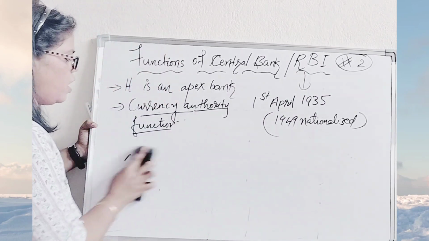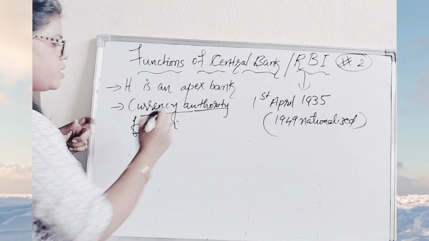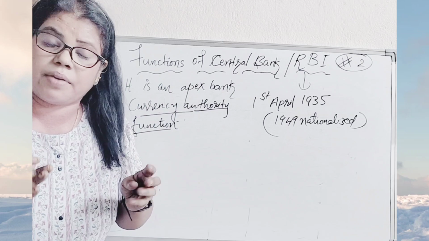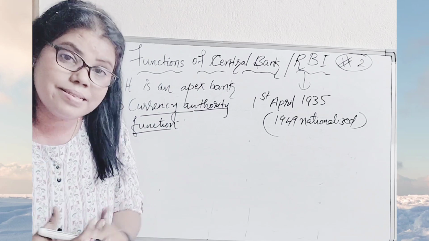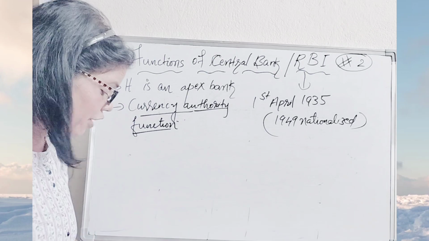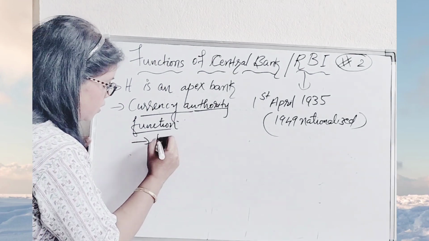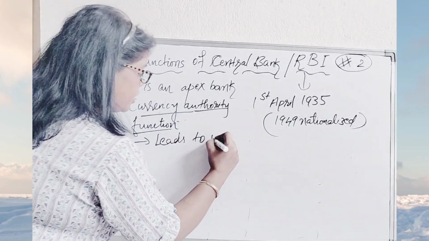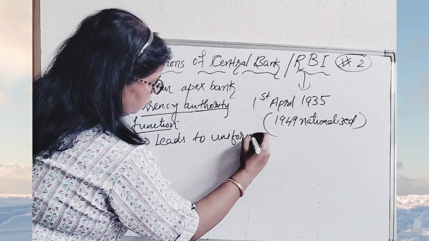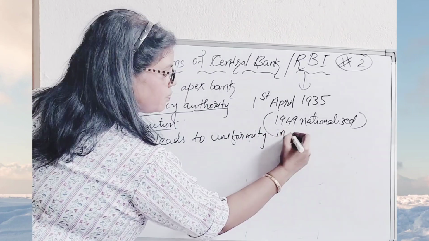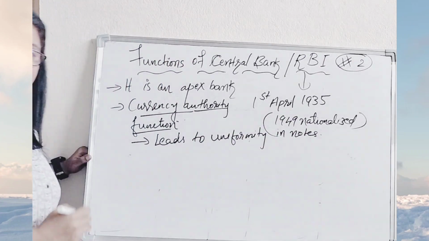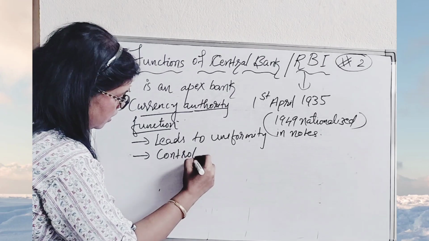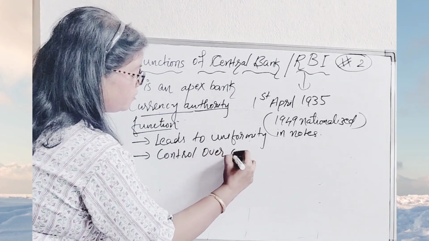We already know that only RBI has the right to issue currency notes. What are the main features of issuing currency notes only by RBI? Why can only RBI issue currency notes? What is the reason? Mainly because of 3 features we have to focus on. One is that it leads to uniformity in notes. Right? And the second one is that it controls credit. We can write over credit.